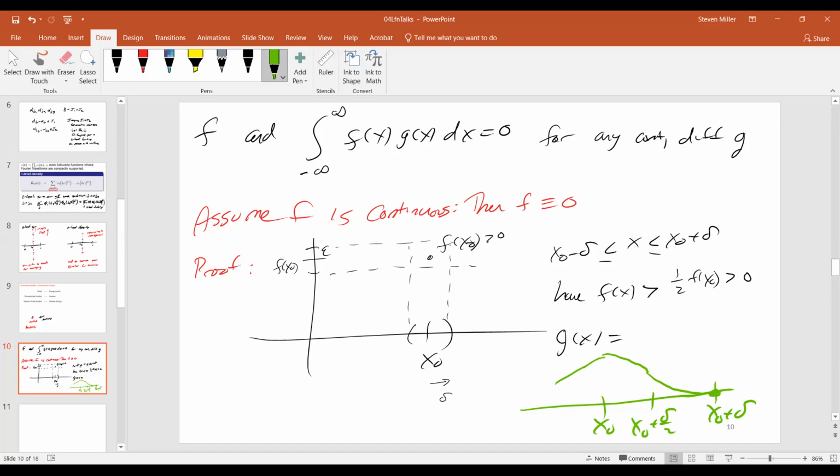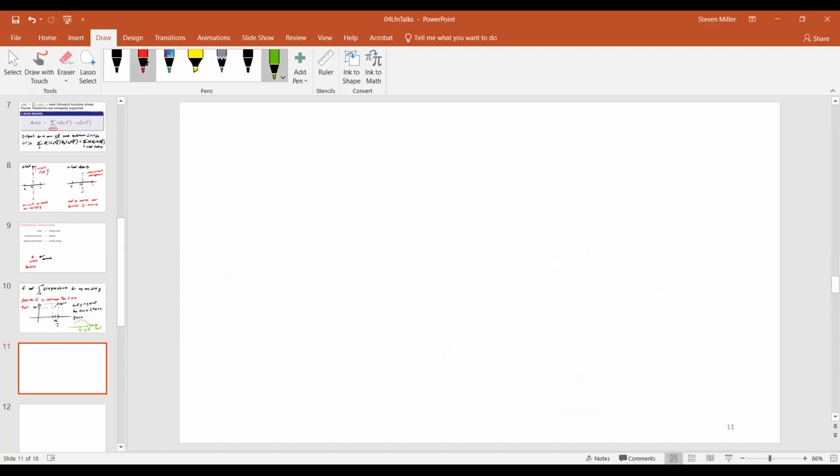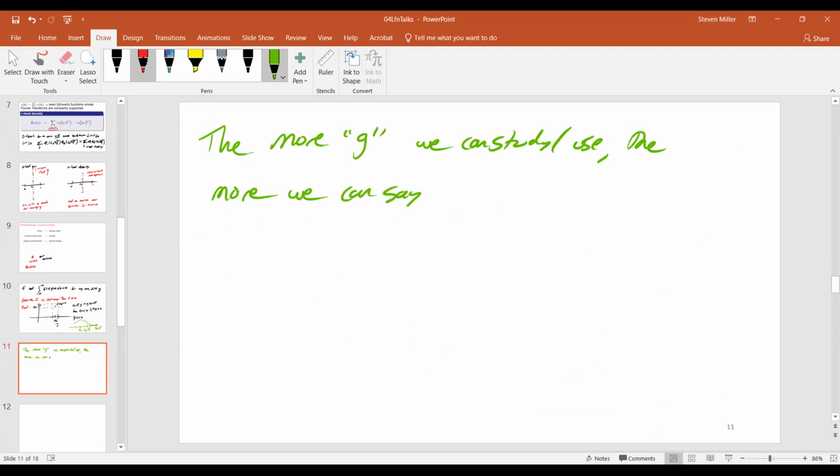And so what we've been able to do is show that from this information, if we can do this for all g, we deduce that f is identically 0. So the more g we can study, or better yet use, the more we can say about f. Imagine g is even.